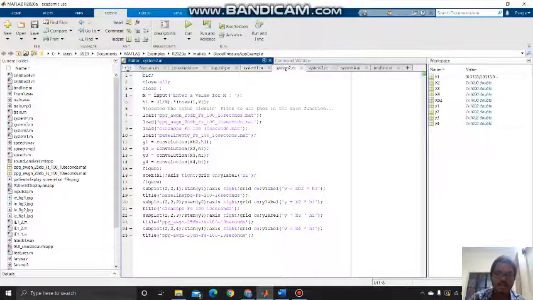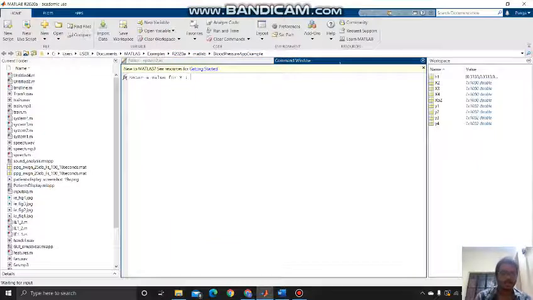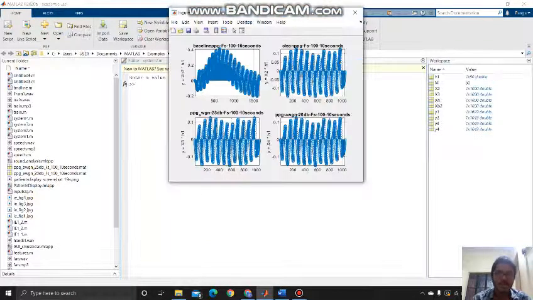And similarly in system 2, it depends on the value of m. We have to give the value of m, and the impulse response also depends on the value of m. After loading the four signals and convolving, we get the output. After entering the value of m, let's take 50. These are the outputs for the four signals.